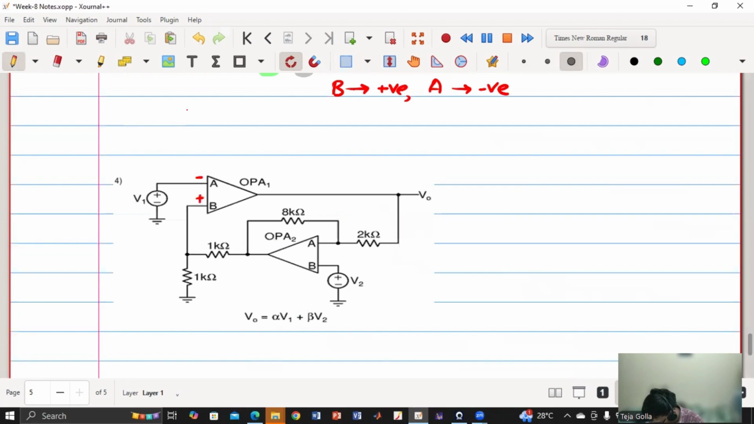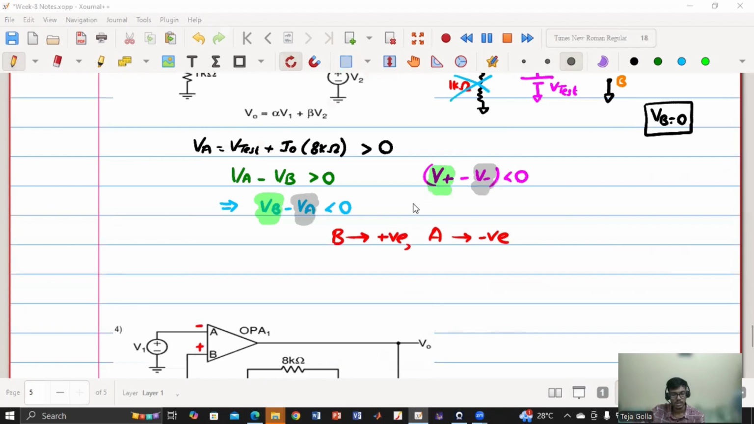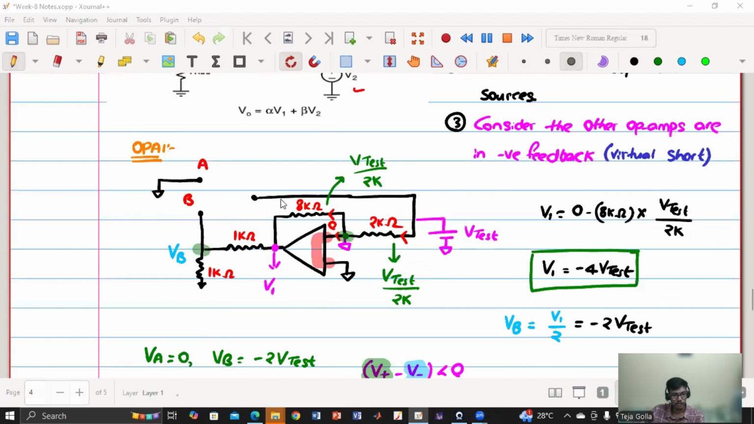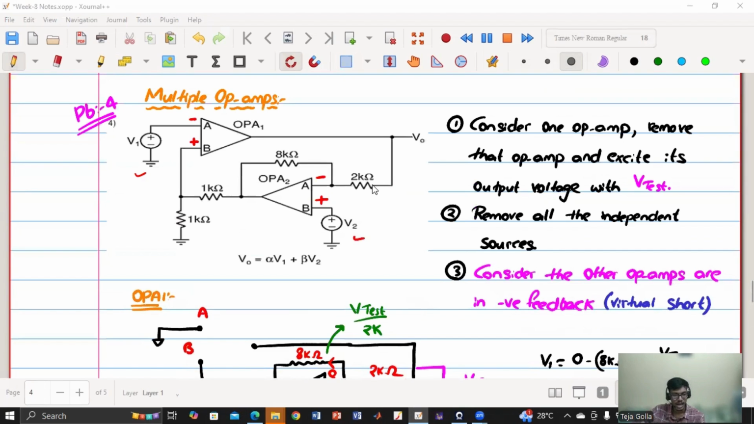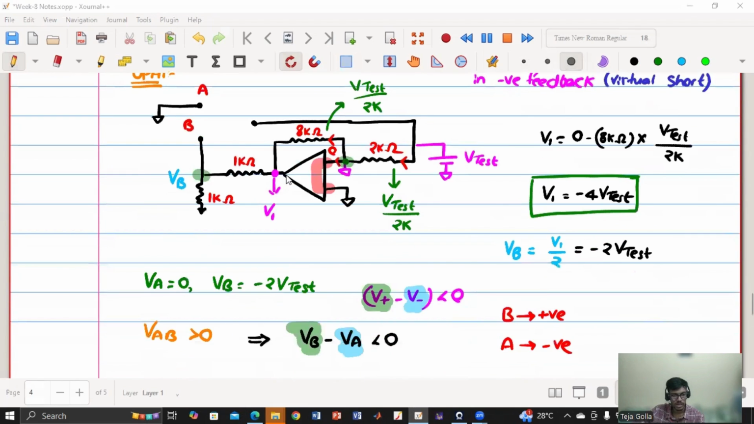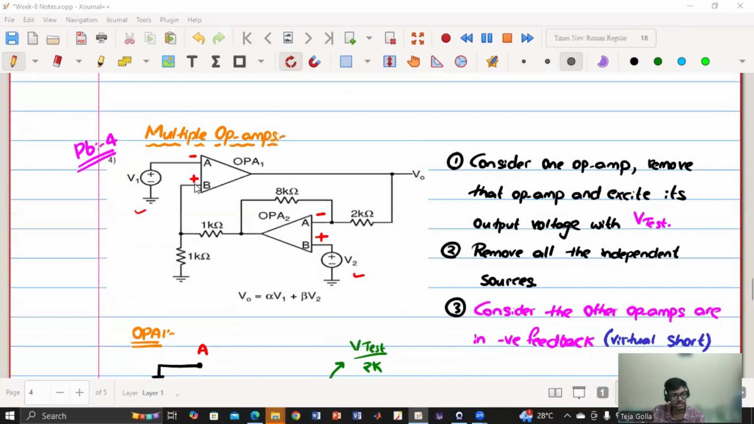Sir, do we have to calculate separately for both of the op amps, or can one verification give the result for both of them? Like we have done it for two cases. Yes, for this question we have to do it twice, because for this op amp I don't know the terminals, and for this op amp I don't know the terminals. So for this one I'll assume negative feedback, and for this one I'll also assume negative feedback, because I cannot directly say that this is minus and this is plus. I don't have any valid point to say that, so I have to prove it mathematically.